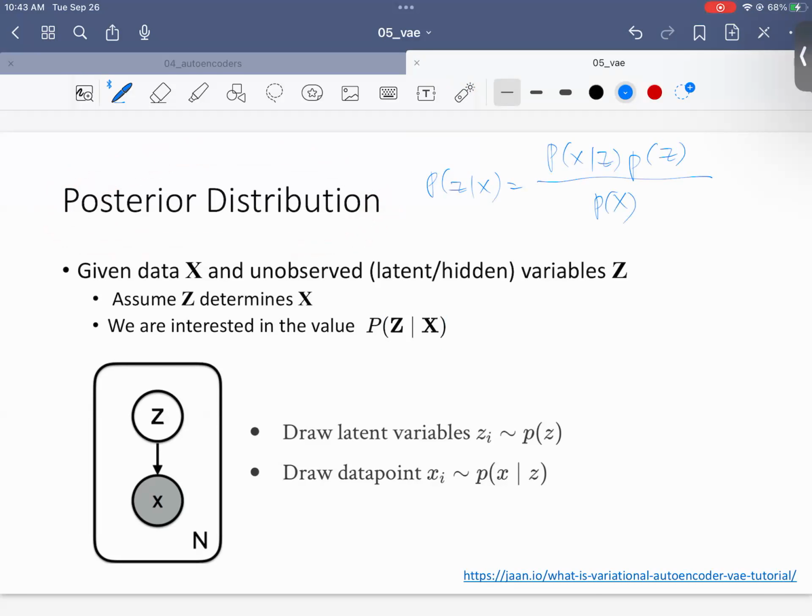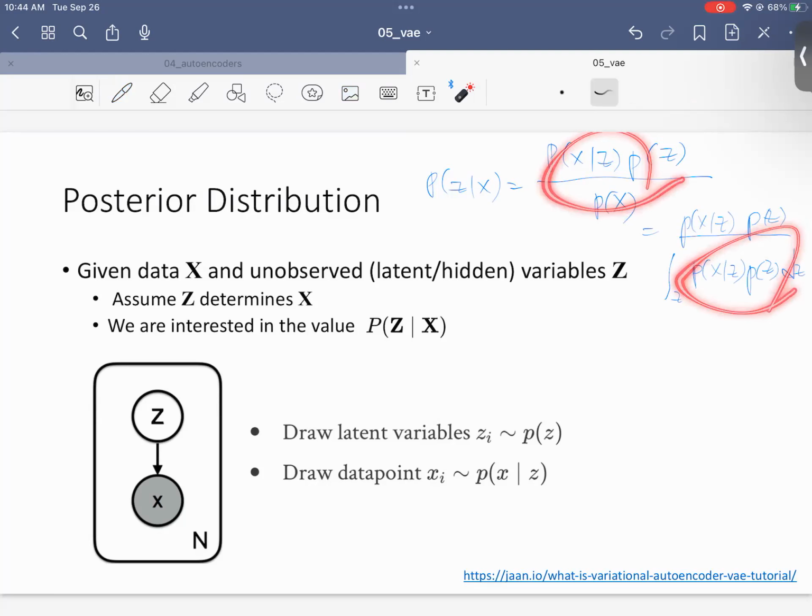Or sometimes this is also written, okay, I should have used the space a little bit more sparingly. So P of Z, integral or sigma, P of X given Z, P of Z, dZ, right? So it's either this form or this form, but they're the same thing. So this is the Bayesian principle, and we call this the posterior distribution.